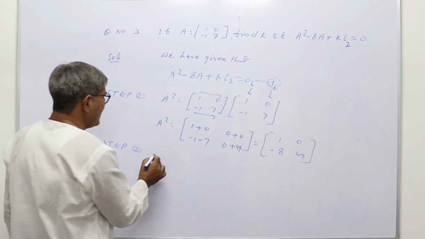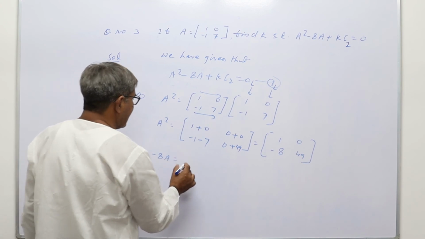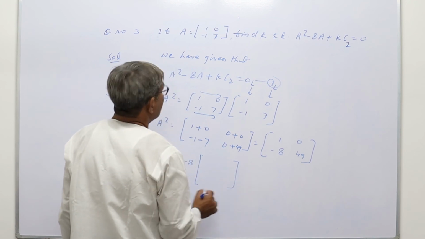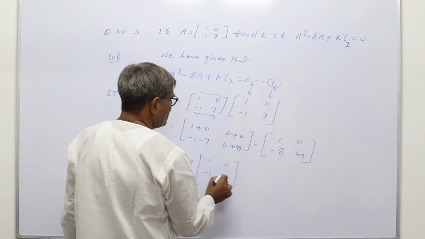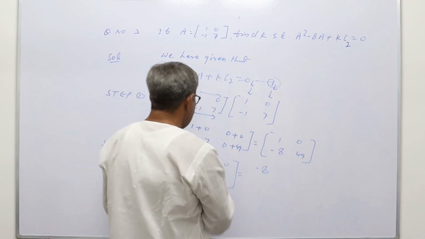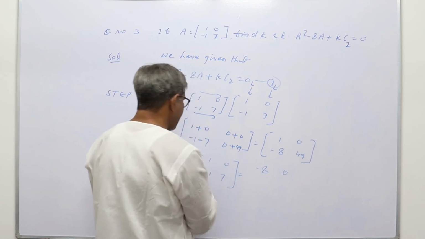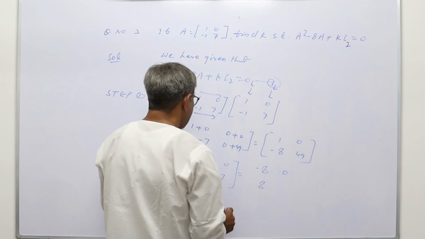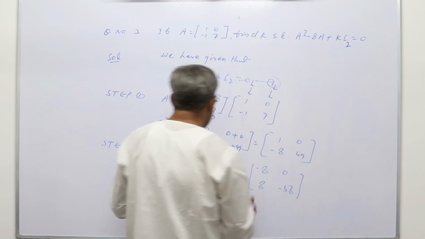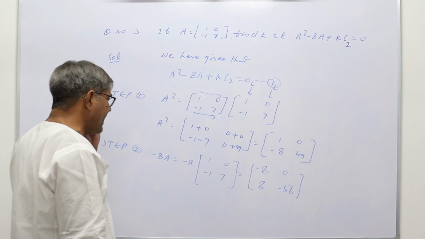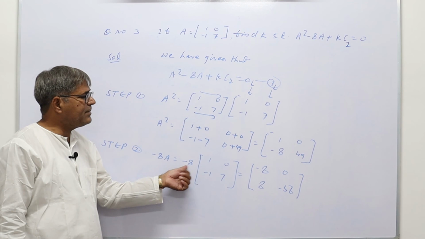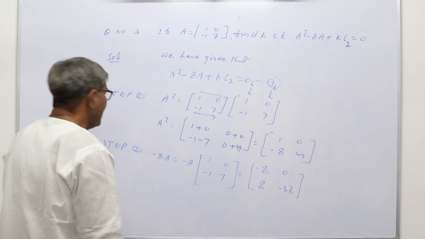Then in step second we will find minus 8A, that is scalar multiplication of minus 8 with the given matrix 1, 0, minus 1 and 7. So it will be minus 8 into 1, minus 8, minus 8 into 0, 0, minus 8 into minus 1, plus 8, and minus 8 into 7, minus 56. This is the scalar multiplication of minus 8 with the given matrix. And how will we multiply the scalar? Always the scalar is multiplied with every element in the given matrix.